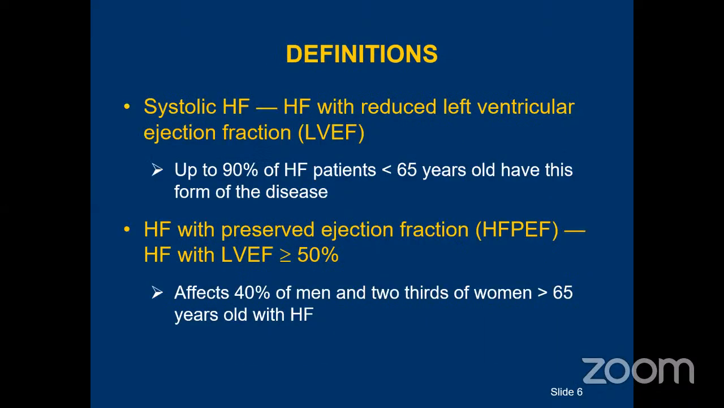Coming to the definitions, there are two types we know. The first is systolic heart failure, which is heart failure with reduced left ventricular ejection fraction. Up to 90% of heart failure patients who are less than 65 years old have this form of the disease. The second type is heart failure with preserved ejection fraction, greater than 50%. These affect 40% of men and 2/3 of women greater than 65 years old with heart failure.